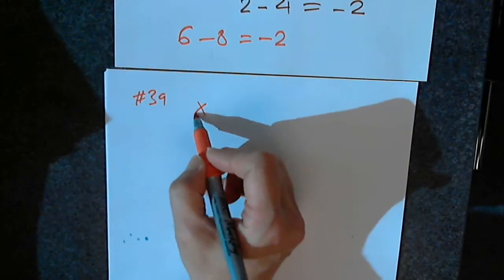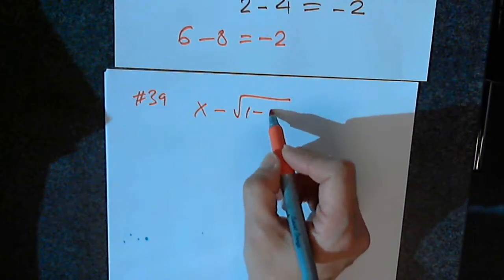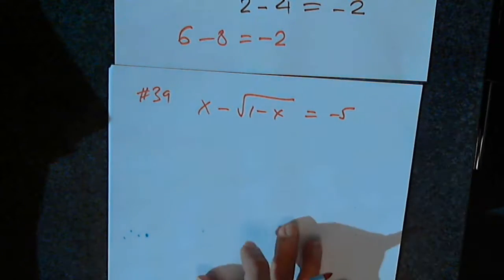In 39, x minus the square root of 1 minus x equals negative 5.